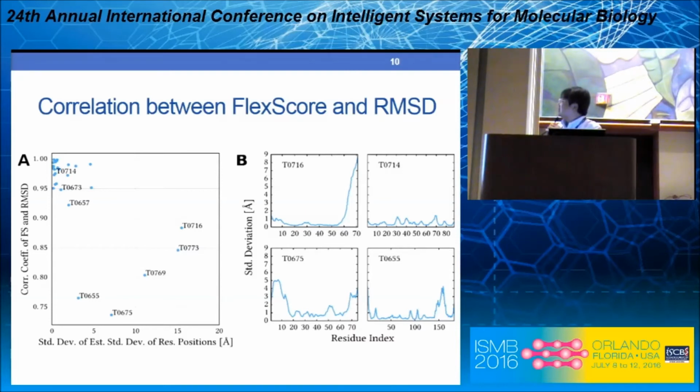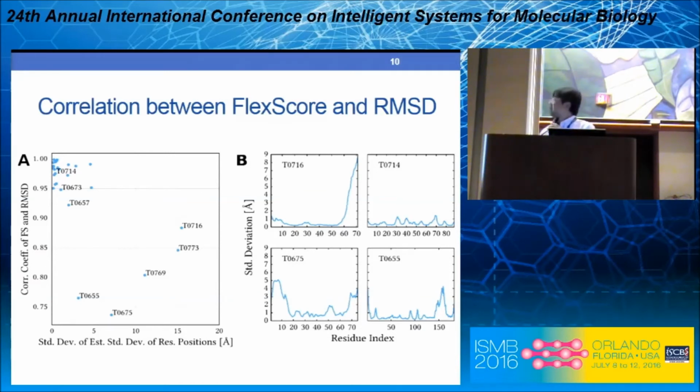So the y-axis is showing the correlation coefficient value between FlexScore and RMSD. The x-axis is showing how much each residue is deviating in the MD simulations. So here, these are the several targets, each of which has 200 models, where the RMSD and FlexScore have very high correlation, close to 1.0. This happens when proteins are not flexible.